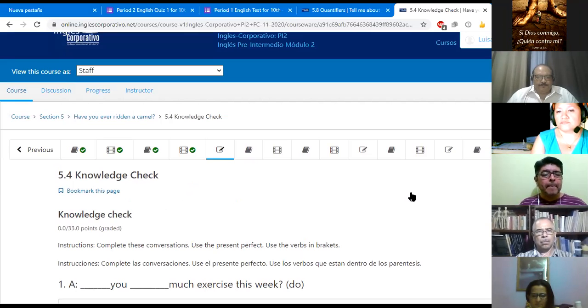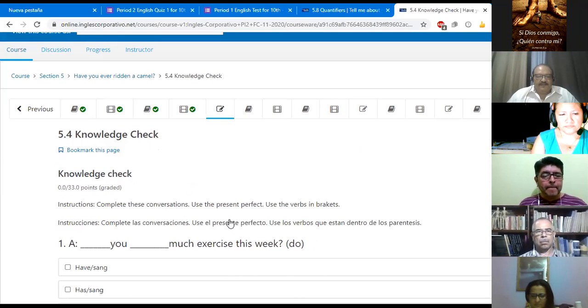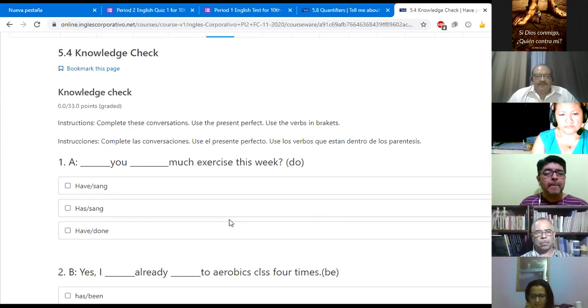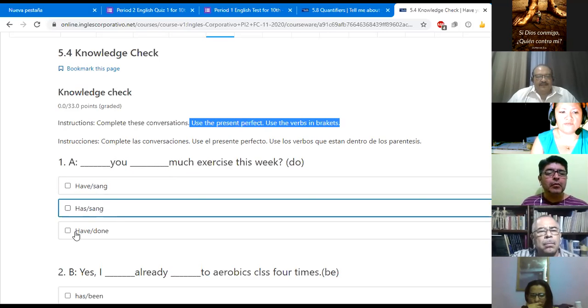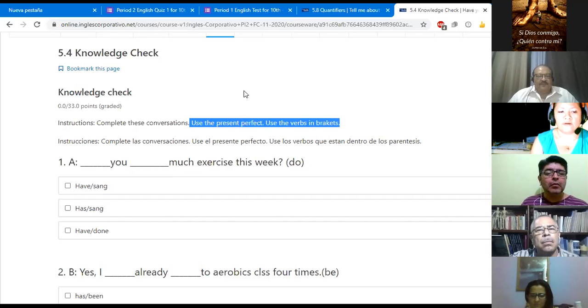Another question? Okay, let's see some exercises here. And then after we're going to practice a little bit with these questions and the verbs. Complete these conversations, use the present perfect and the verbs in brackets, the verbs here in parentheses. The first one is, have you done?